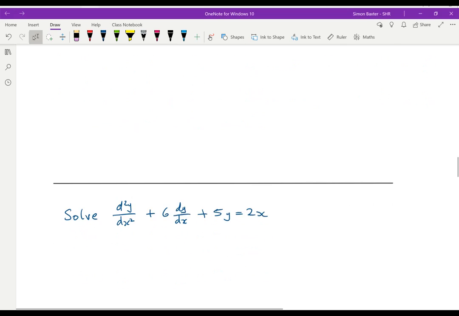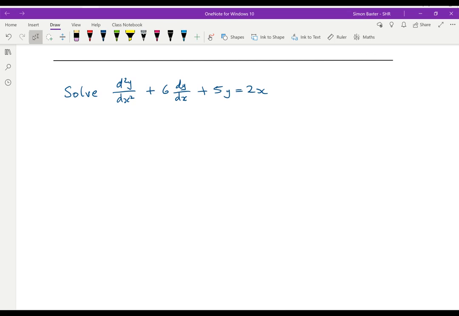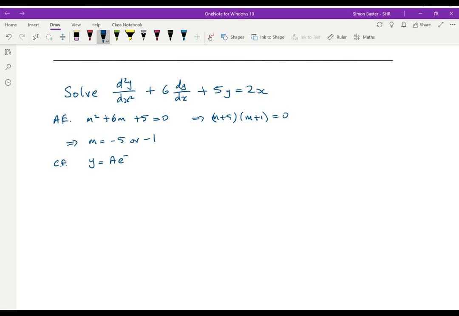Well, let's move on to an example. The procedure is quite simple. We proceed as if the right-hand side was 0. We find the auxiliary equation, which is m squared plus 6m plus 5 equals 0. That gives us m plus 5, m plus 1 is 0, and therefore m is minus 5 or minus 1. The complementary function, which is what we called the general solution beforehand, is y equals a e to the minus 5x plus b e to the minus x. So that you should be familiar with.